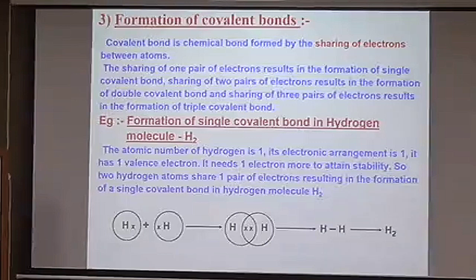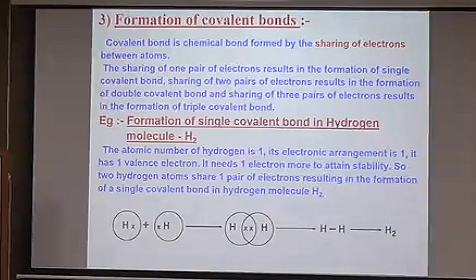We are starting with the simplest element, that is hydrogen. We all know hydrogen's atomic number is 1. So it has only one electron in its K shell and it is unstable. Now to attain stability, it needs one more electron.